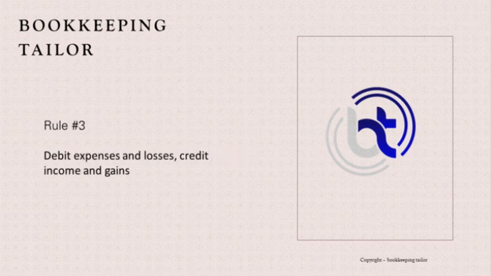Debit expenses and losses, credit income and gains. This rule applies to transactions where an expense is incurred or income is earned. For example, when a company pays rent expense, the rent expense account is debited because an expense is incurred, and the cash account is credited because what goes out is the cash paid. Conversely, when a company earns interest income, the interest income account is credited because income is earned, and the cash account is debited because what comes in is the cash received. This rule applies to nominal ledgers.